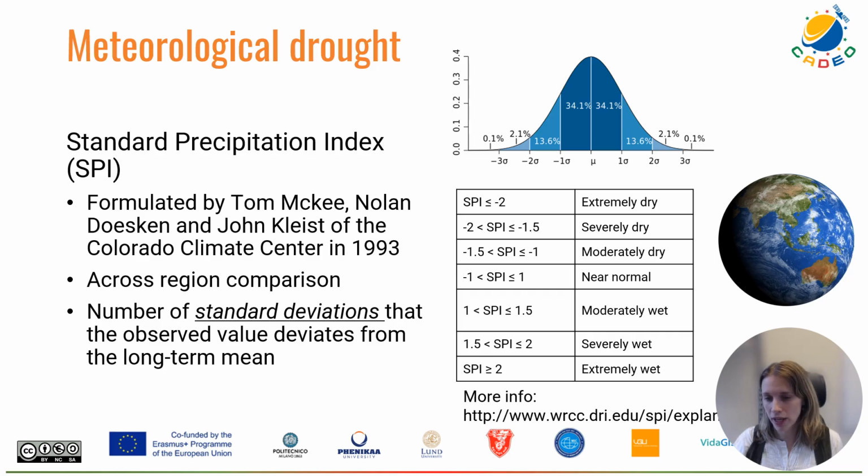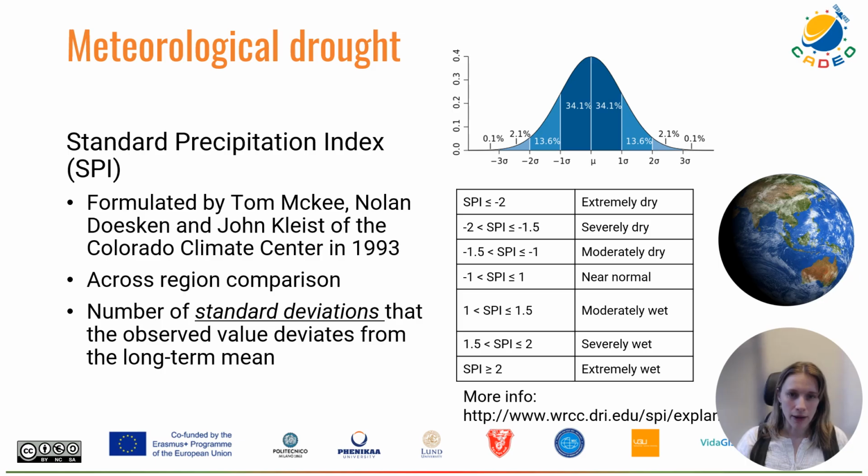So according to the SPI definition or classification, if you are within 1 standard deviation of the mean, the situation is near normal. It's not really wet or dry, quite normal. If it goes below -1 standard deviations, you have a moderately dry situation. If it goes below -1.5, severely dry. If it goes below -2, it's extremely dry. So this is quite uncommon that you have values down to -2 according to this classification, right? And then you have on the other side, you have wetter years also.